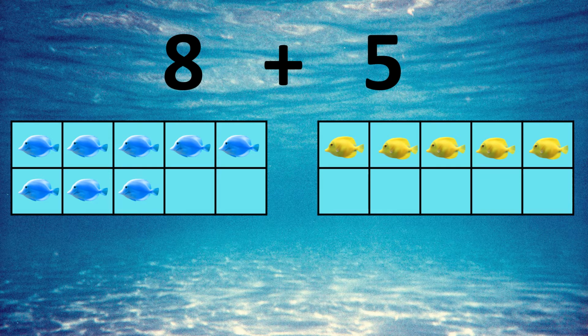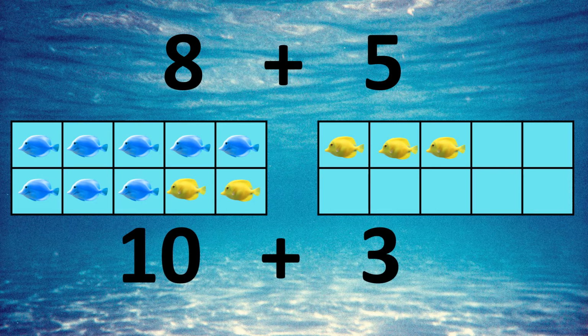This model shows 8 plus 5. 8 blue fish plus 5 yellow fish. If we continue to use the make a 10 strategy with our 10 frame, we will move yellow fish over into the blue fish frame. How many yellow fish do I need to move? That's right. I need to move 2 yellow fish.